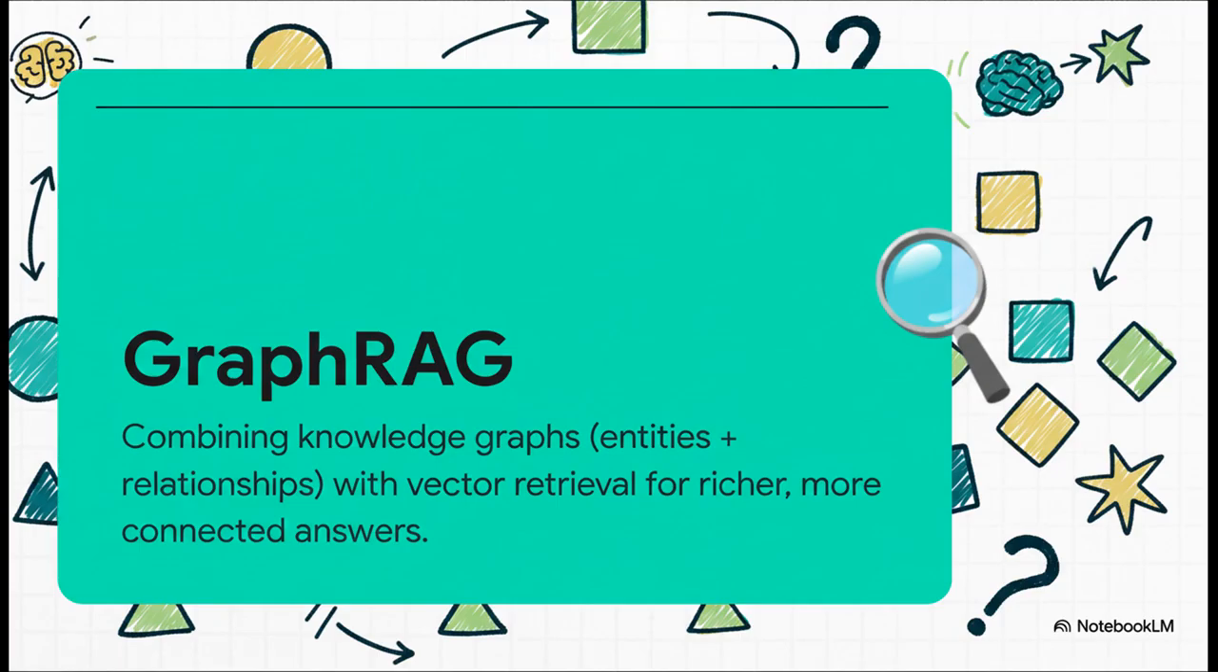It's this brilliant hybrid approach that combines the fuzzy, semantic searching power of vectors with the rock-solid structure of a knowledge graph. Just think of a knowledge graph as a map of your information, showing not just the places, the entities, but the roads that connect them all.